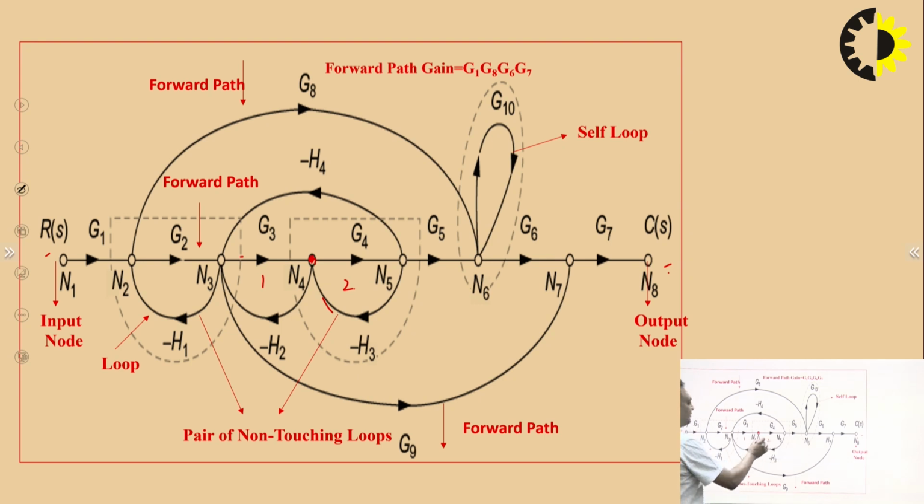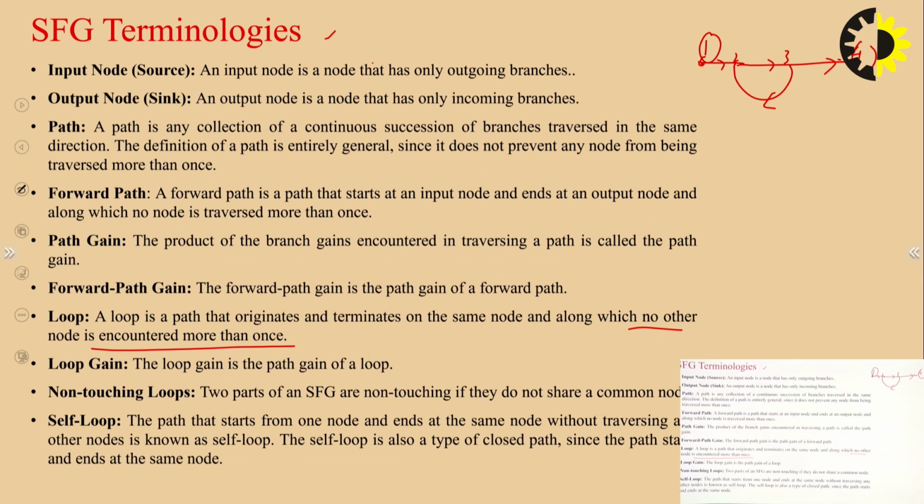But if you see this path and this loop, you can see there is no common node in between. So these loops 2 and 3 are basically non-touching in nature. Or you can say this is, let's say, the fourth loop. So you can see each and every loop, 1, 2 and 3, is non-touching with loop 4.